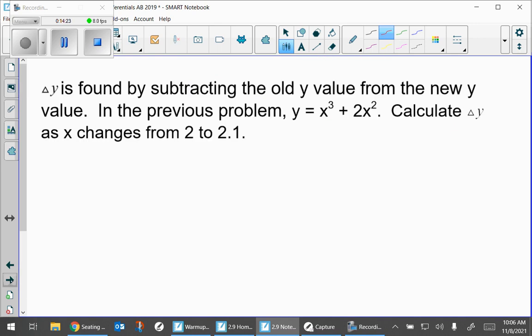Then there's delta y. Now, does delta y mean the same thing as dy? You know, it kind of seems the same. But in this section, we're making a distinction between delta y and dy. Delta y is found by subtracting the old value of y from the new value of y. Now, here's our previous problem. Let's calculate, and this is an actual change in y. How much does y actually change?